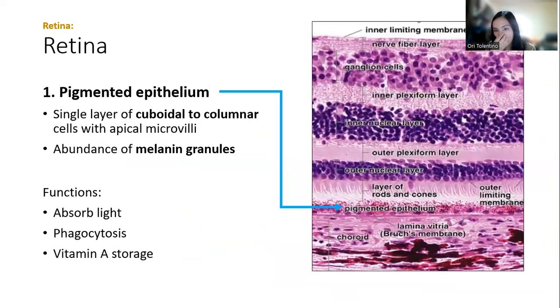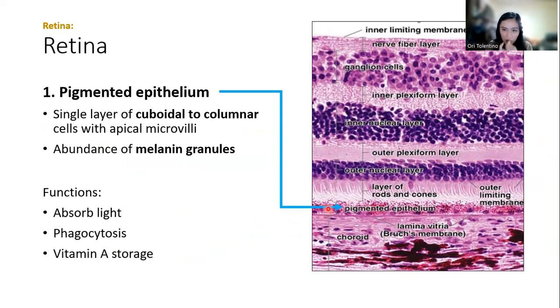So now let's go to the 10 layers. Again, let's start from the outermost layer, the dark choroid. Okay, you can see the dark choroid, it's the outside, okay? So the layer next to the dark choroid is the outermost, which is your pigment epithelium, okay?